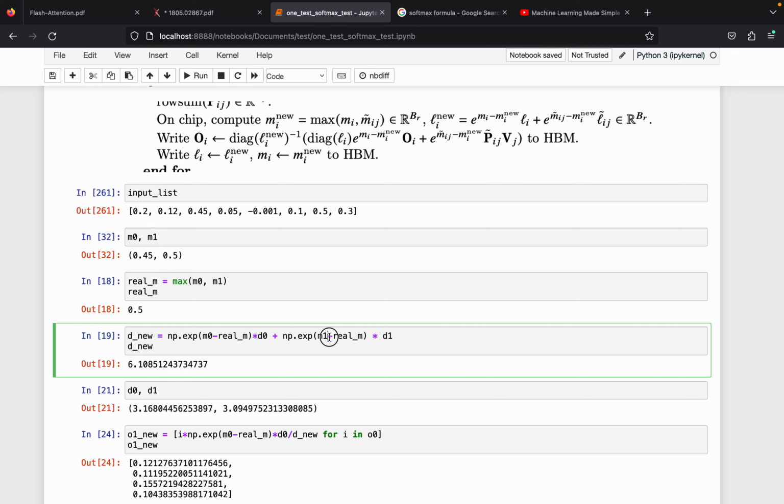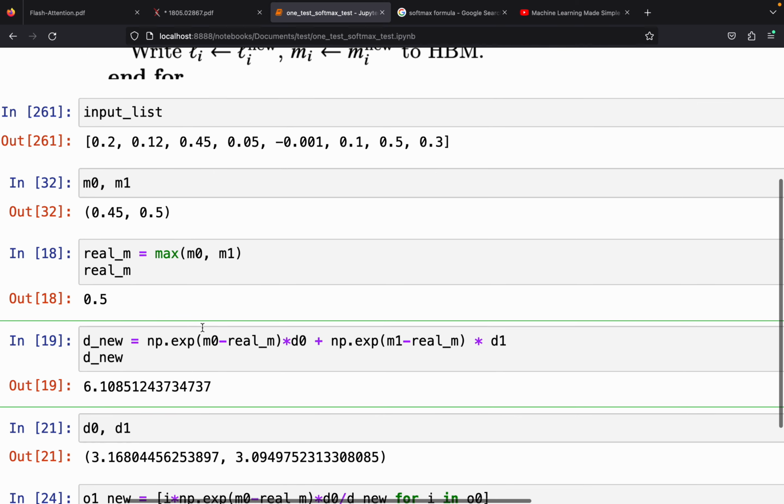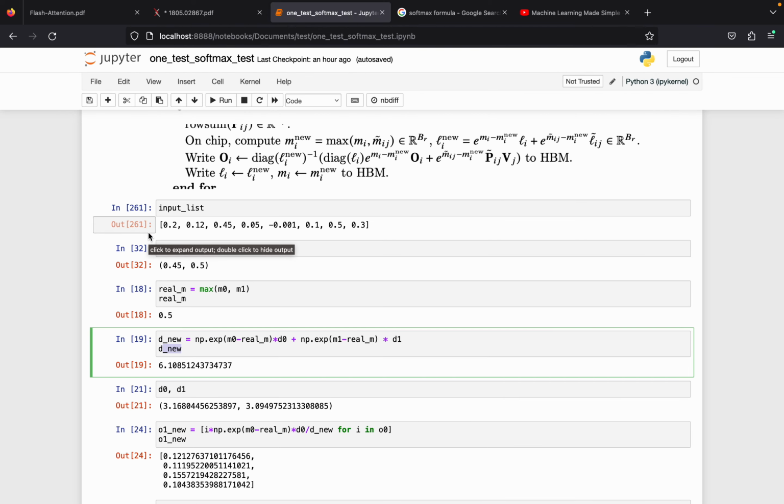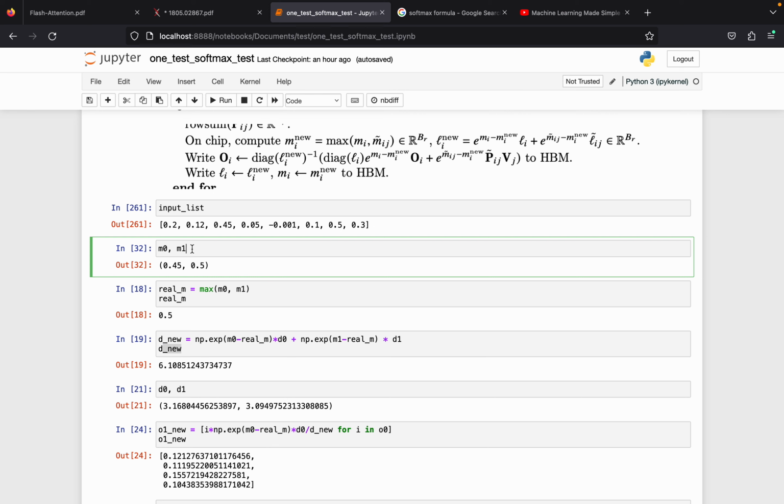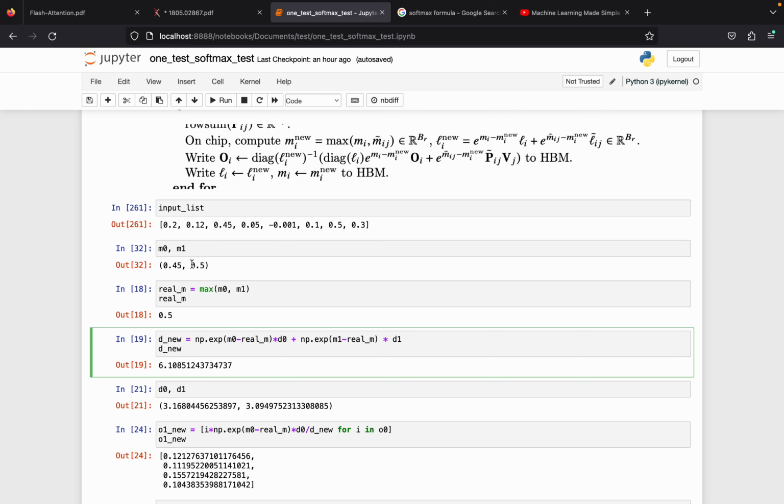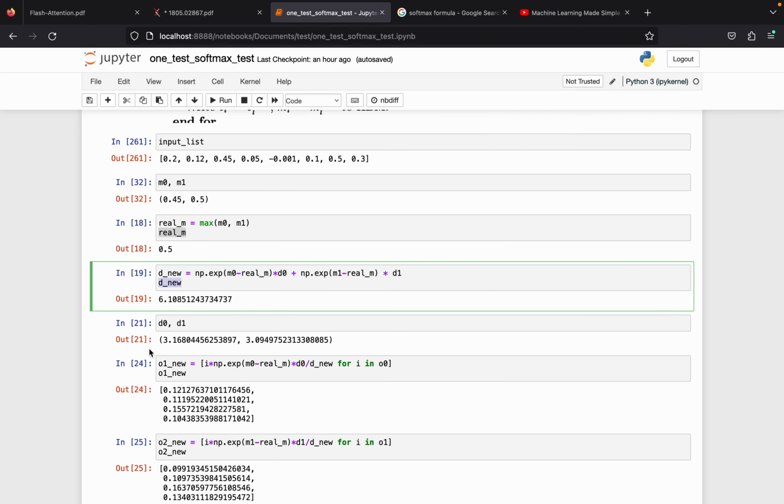Plus we are also doing the same thing for M1, the second half of the array. Because the second half was computed relative to its own maximum, but when you look at the real m, that is 0.5, we are also undoing the changes, and for D1, the denominator, and finally we calculate D new. We had M0 D0 from the first array, M1 D1 from the second array, and combining these two we have real m and D new, like an overall full array.